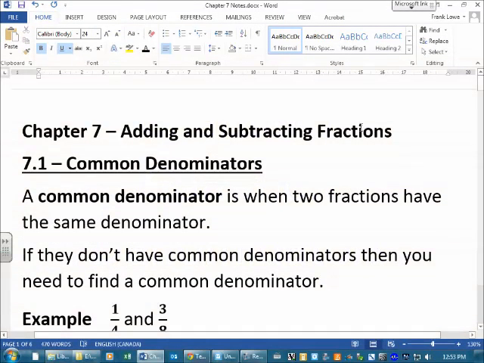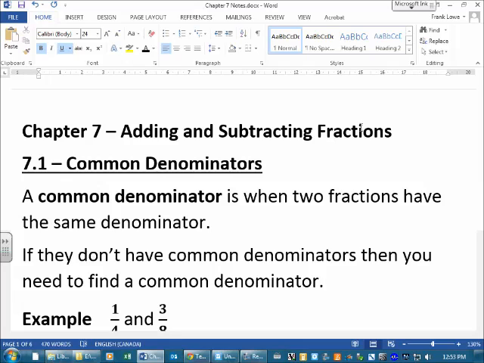Okay, this is chapter 7. Chapter 7 is all about adding and subtracting fractions. Now, we looked at that in chapter 6 a bit, but in this chapter, we're going to be looking at fractions that don't just have common denominators. Okay, so we'll be looking at fractions that have denominators that are not the same. So then we have to change them so that they do have common denominators.